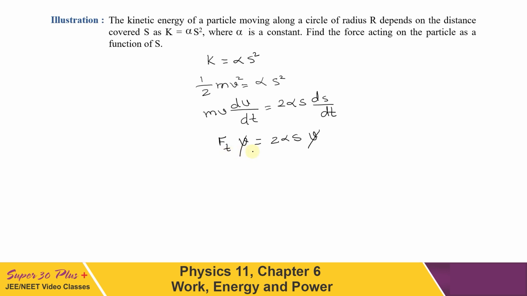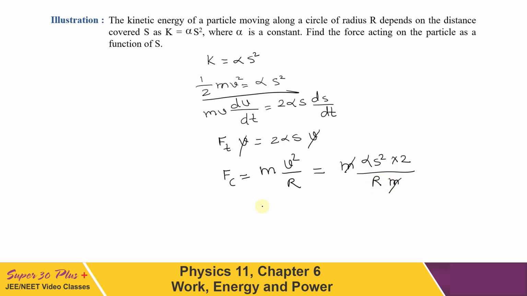But this is the tangential force, and as it is moving in a circle of radius r, there must be a centripetal force. And what would it be? That is m v square by r. Now we can substitute the value of v square from here, which will give m multiplied with 2 alpha s square upon r m. These two m got cancelled, and finally we got the centripetal force as 2 alpha s square upon r.